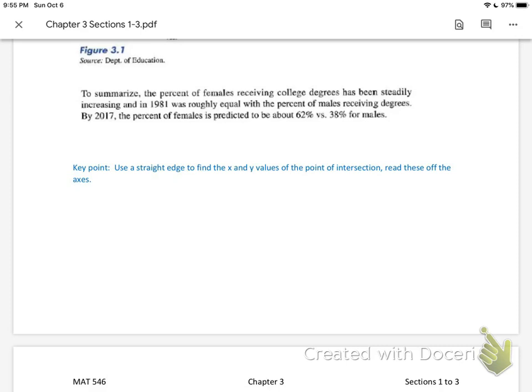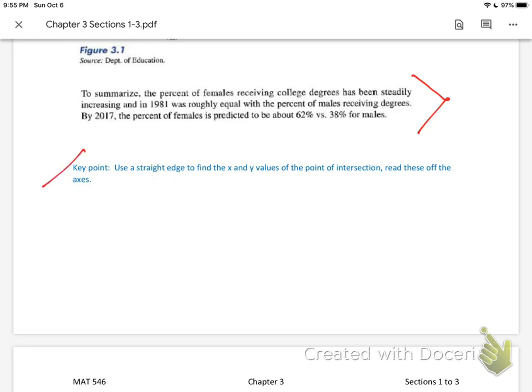So here's a quick summary of what we've just determined. To summarize, the percent of females receiving college degrees has been steadily increasing, and in 1981 was roughly equal with the percent of males receiving degrees. By 2017, the percent of females is predicted to be about 62% versus 38% for males.